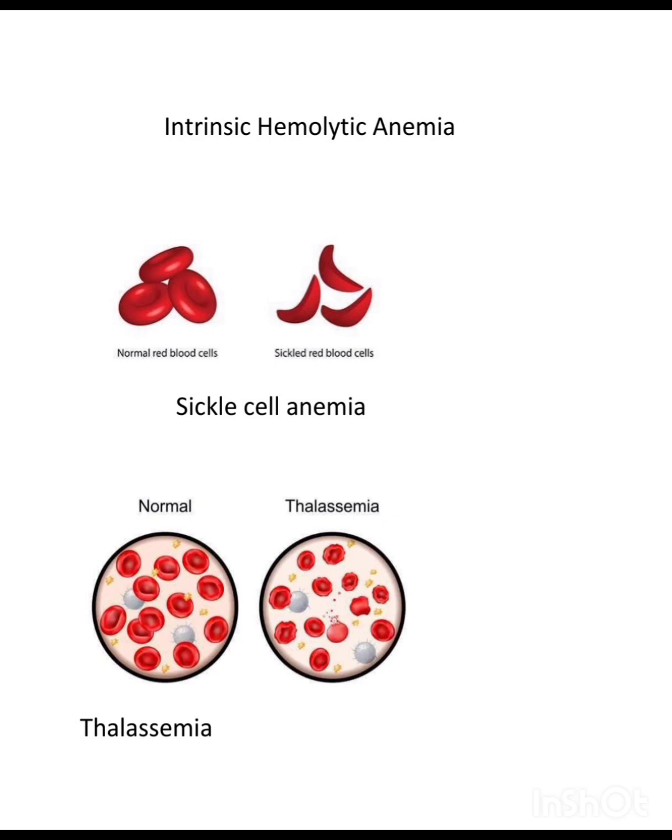Now let's move on to the intrinsic hemolytic anemia. Intrinsic hemolytic anemia occurs due to genetic defects. Examples include sickle cell anemia, thalassemia.